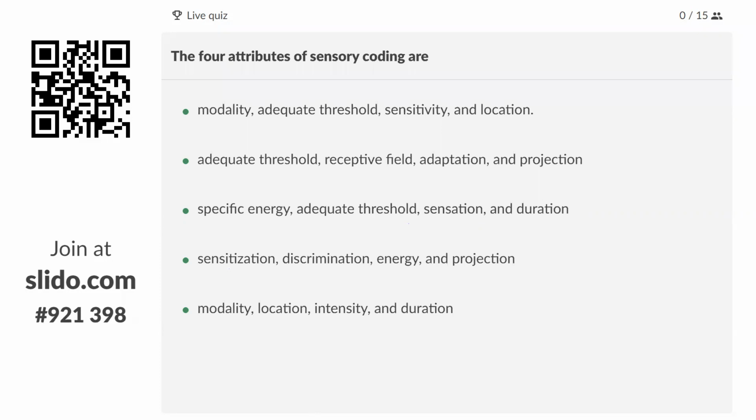Is it modality, adequate threshold, sensitivity, location? Is it adequate threshold, receptive field, adaptation, and projection? Is it specific energy, adequate threshold, sensation, and duration? Is it sensitization, discrimination, energy, and projection? Or is it modality, location, intensity, and duration? So please go to slido.com to answer the question and choose which you think is the correct answer.